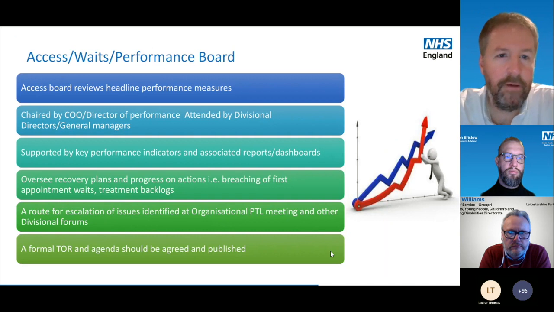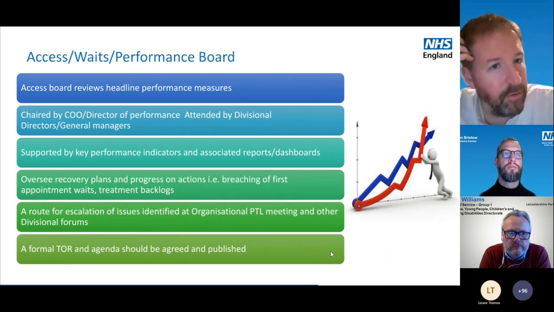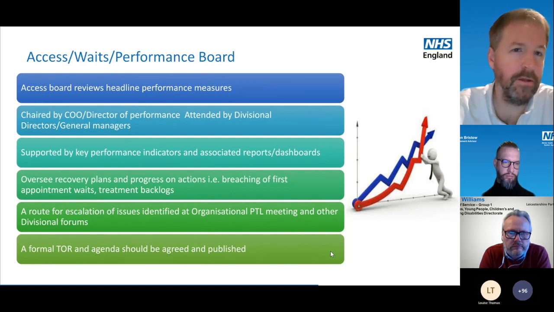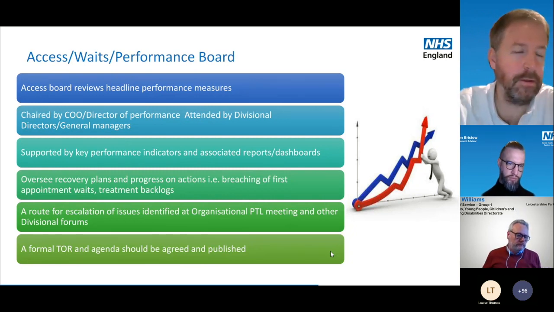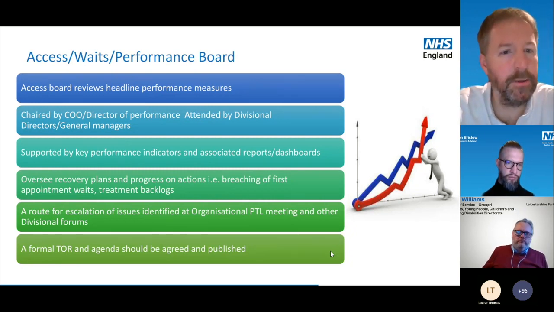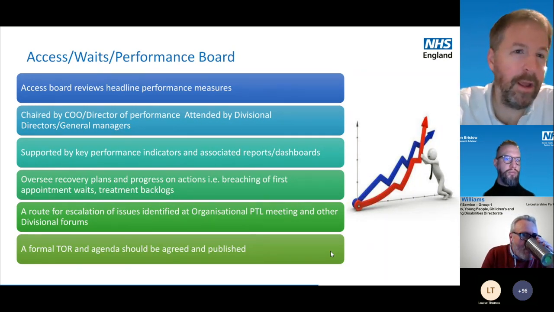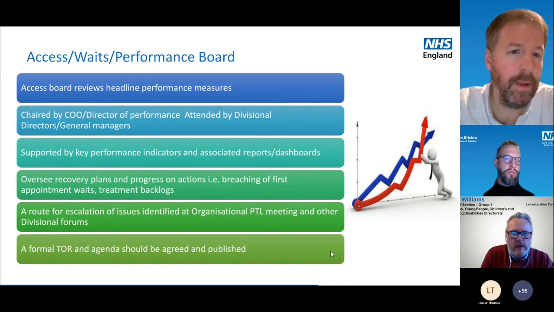So then you've got the third level, your access waits performance board. And again, these aren't prescriptive. You might have 4 levels, you might have 2 levels, it depends on the size and complexity of your organization, how it works. It's entirely up to you. This is just an indication. So this would typically be possibly a fortnightly or a monthly meeting, whereas the PTL would be weekly.